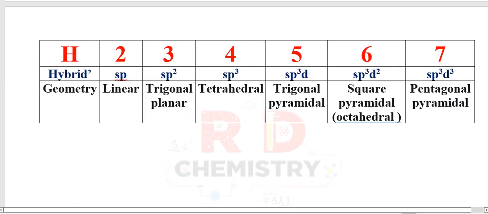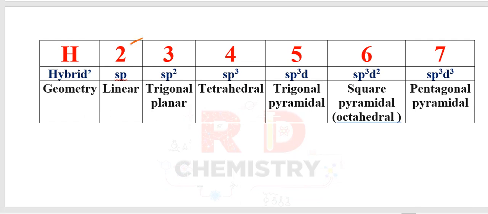Now, we are going to get the hybridization H value. It can be 2, 3, 4, 5, 6, 7. So accordingly, see the hybridization: sp, sp2, sp3, sp3d, sp3d2, sp3d3. And also see the geometry: linear, trigonal planar, tetrahedral, trigonal bipyramidal, octahedral, square pyramidal or pentagonal bipyramidal, right?